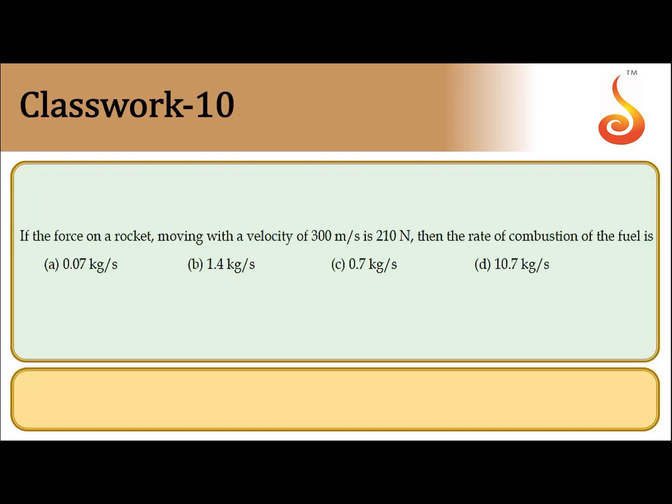Example 10. If the force on a rocket moving with a velocity of 300 meter per second is 210 Newton, then the rate of combustion of the fuel is, okay. So once again, it's a simple substitution type problem.